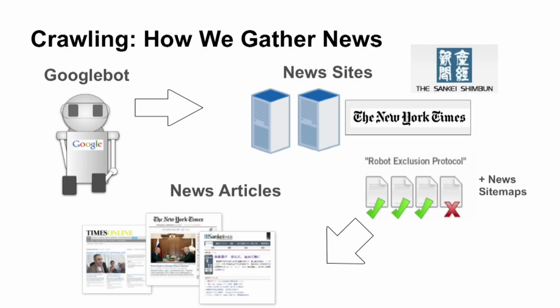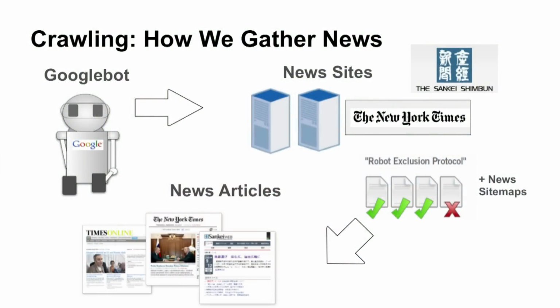And of course, we respect the robots exclusion protocol. So you can create a robots.txt file or use HTTP headers to let us know specifically what documents you want crawled and what documents you want excluded from Google search results. Last, once we've crawled and made sure that we've only crawled what we're allowed to crawl, we bring those articles back to Google. And that's the end of the crawling phase.